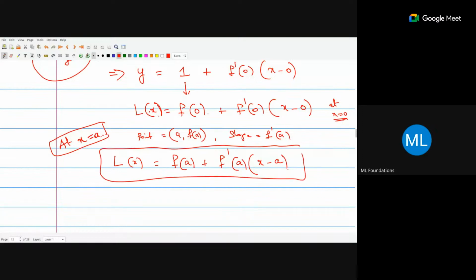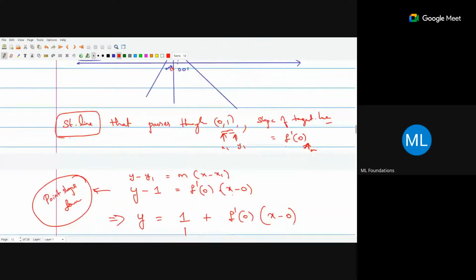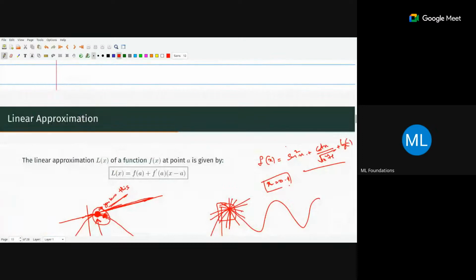So you don't need to learn this by heart. If you know that the tangent line is the best linear approximation, you just have to find the equation of the tangent line. For finding that straight line, you know the slope of the tangent line, you know the point also. Just by using point slope form, you can get this linear approximation. And this is the formula also: L of x is f of a plus f dash of a times x minus a.